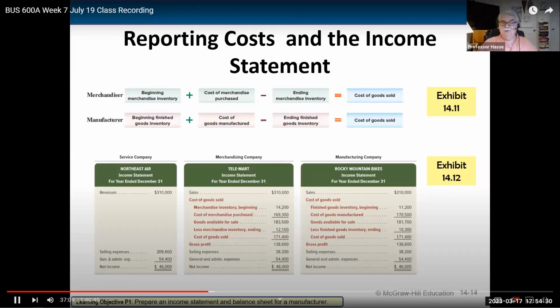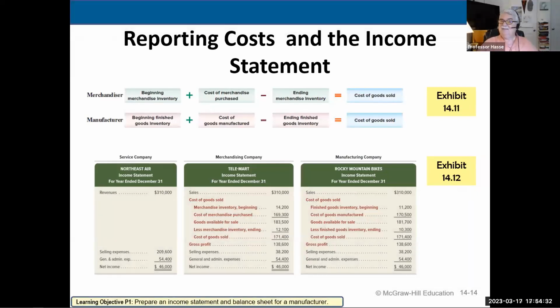Service company. Notice the income statement, revenues minus expenses. That's it. Notice a merchandising company. Now under cost of goods sold, you're showing the expense of buying the goods that were sold at retail. The retail price is sales, $310,000. This company, it cost them $171,400 at cost of goods sold to build or to buy the retail product that they sold for $310,000. That's called the gross profit. And then they have their other expenses.